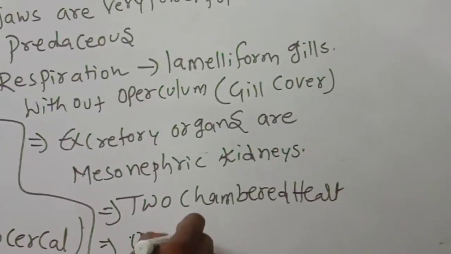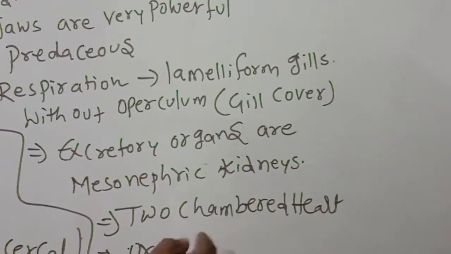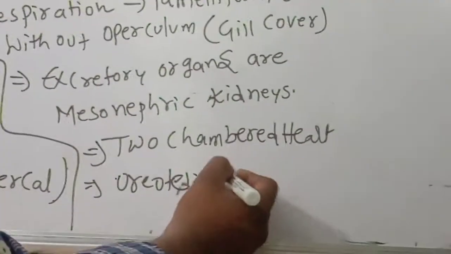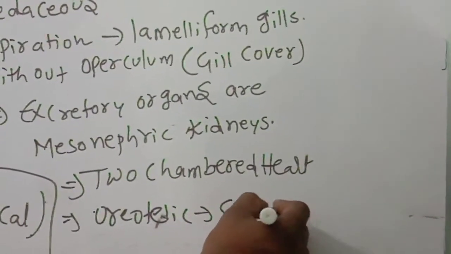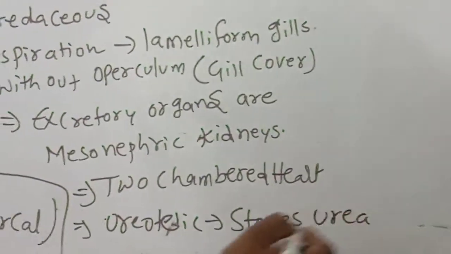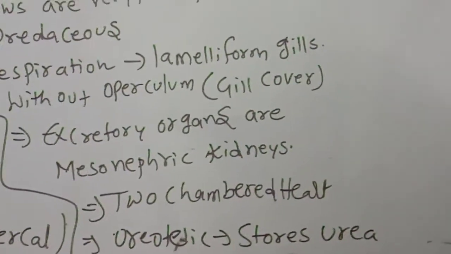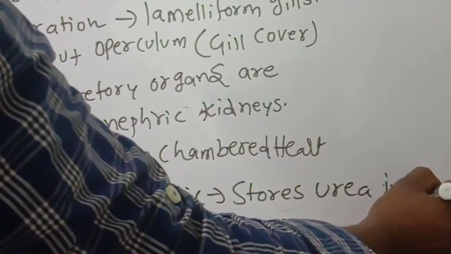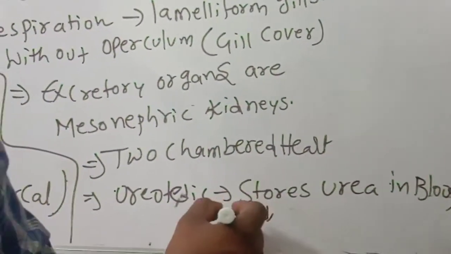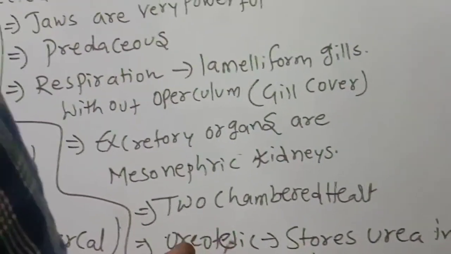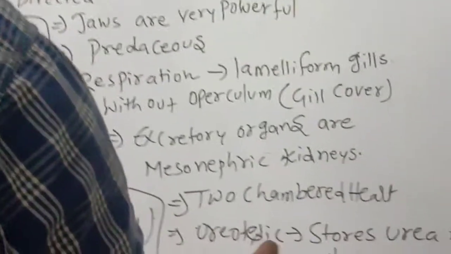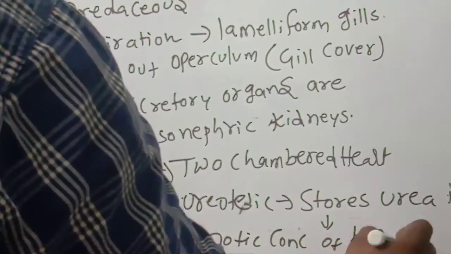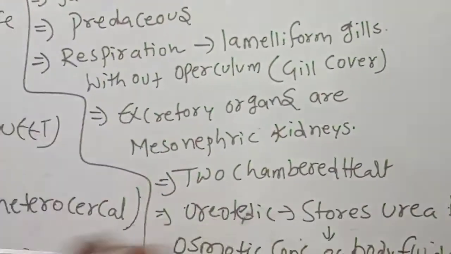They are ureotelic. What is the meaning of ureotelic? This point is also very important. Why do we call them ureotelic? Because they store urea in their blood to maintain the osmotic concentration of body fluids, and they remove the waste also.